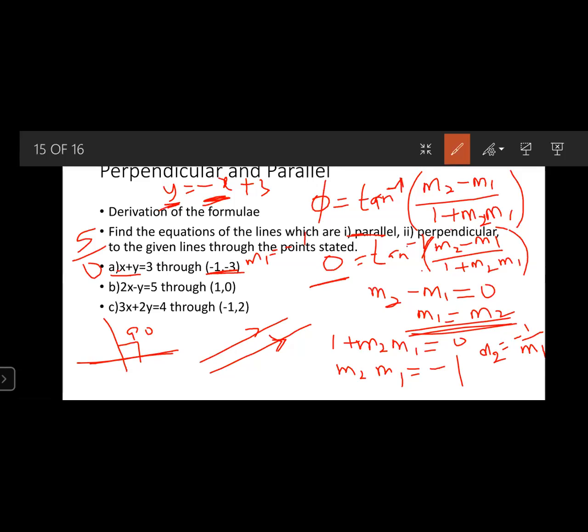For the perpendicular line, if our M1 is equal to minus 1, what would be M2? So M2 equals minus 1 over minus 1. Exactly. So M2 will be equal to 1. So when you want to find the equation of that one, you still use the same point, but the gradient here will be equal to 1.